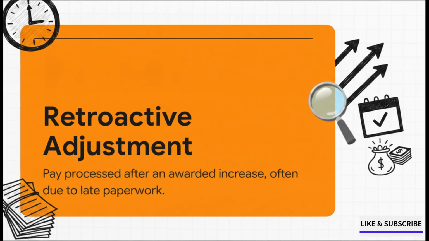Let's break down the first of the 3 retroactive types. A retroactive adjustment is basically just an administrative catch-up. It happens when an authorized wage increase is awarded, but the paperwork is a bit late getting to the payroll department, so the pay just has to be adjusted after the fact.